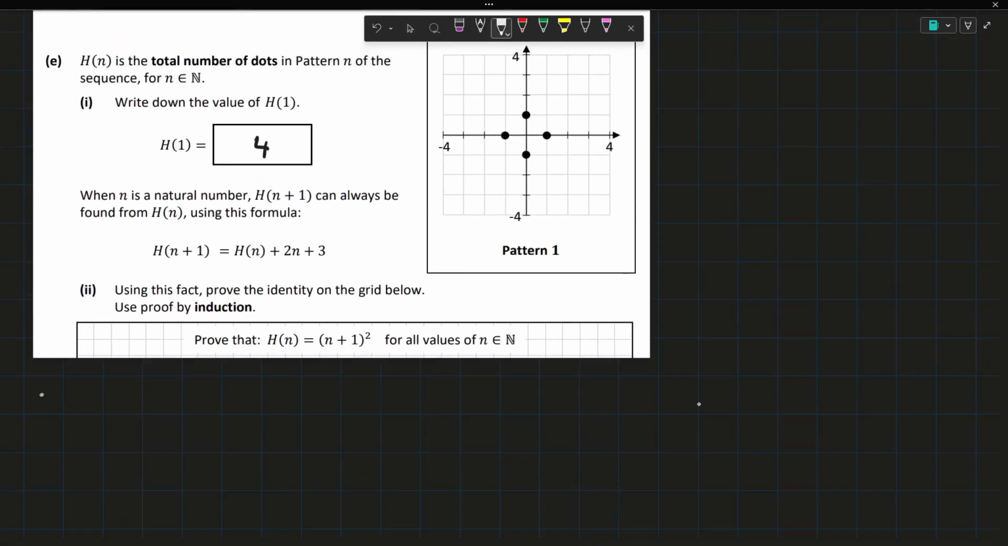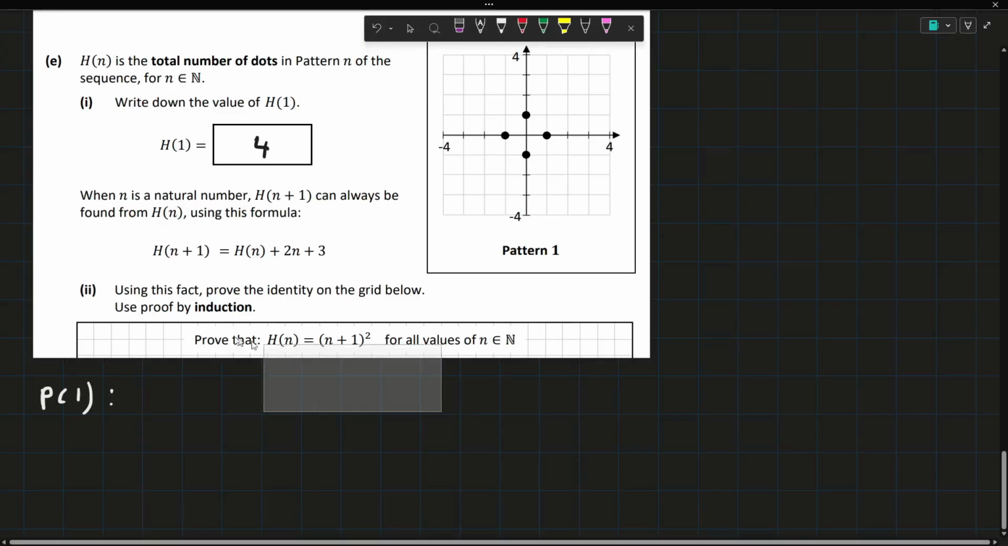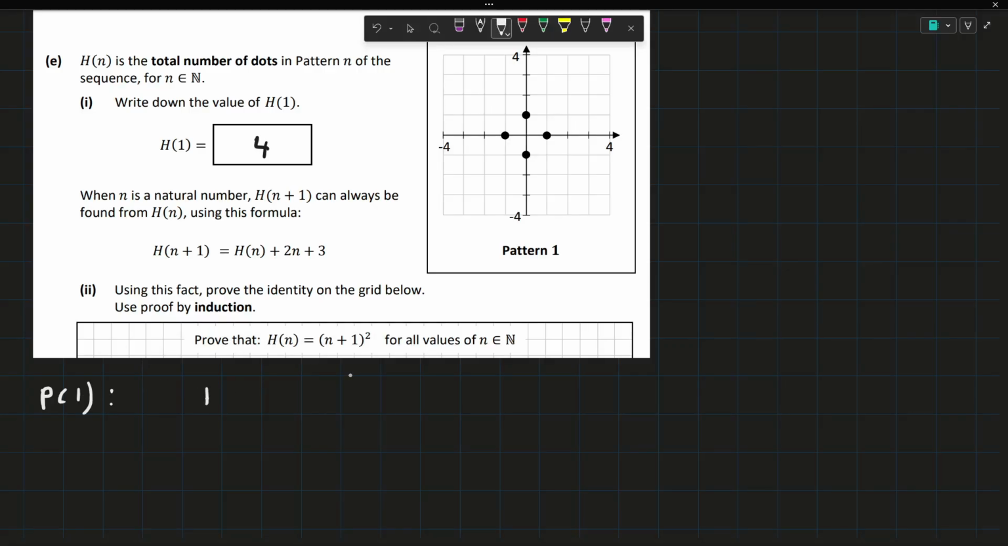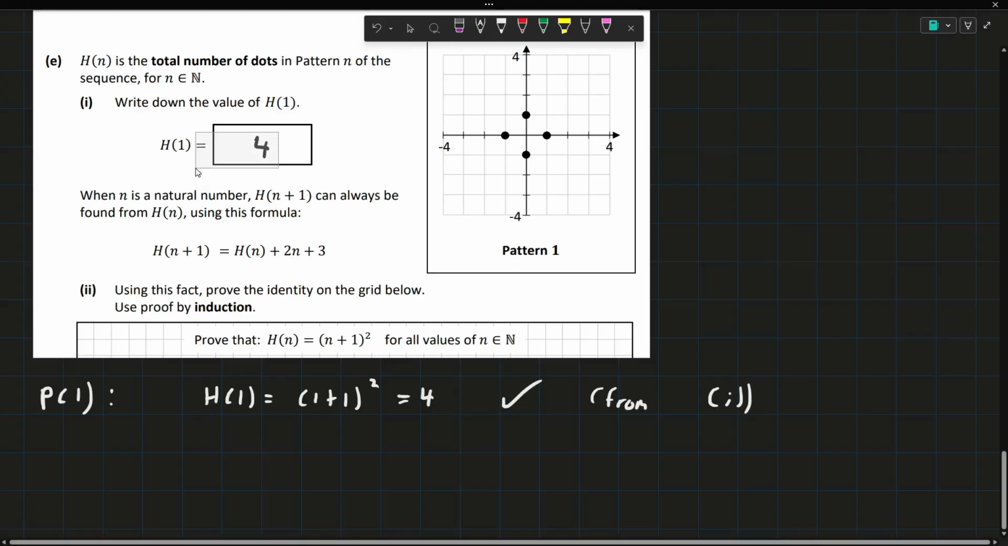The first thing we have to do is see if our proposition is true when n is equal to 1. Our proposition is that this is true. So let's see what h of 1 is equal to. Well, h of 1 will be equal to 1 plus 1 squared, which is equal to 4. And we know that's true from part 1, because we showed that h of 1 is equal to 4.